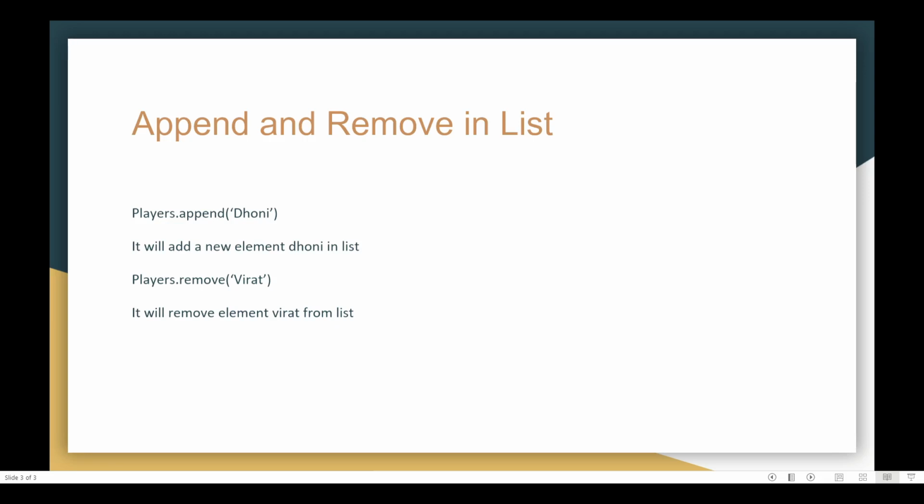Players dot remove, and if I want to remove a particular element in this list, I can remove that as well by typing players dot remove. Here if we want to remove Virat, then we can remove it by typing players dot remove, and inside that if we write Virat, then the Virat element will be removed from the list.